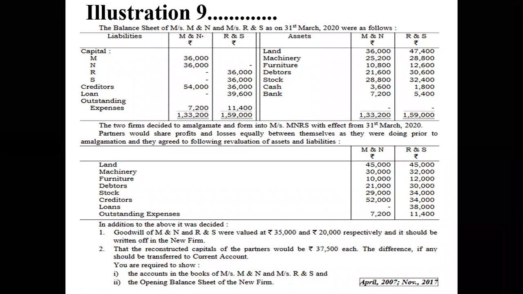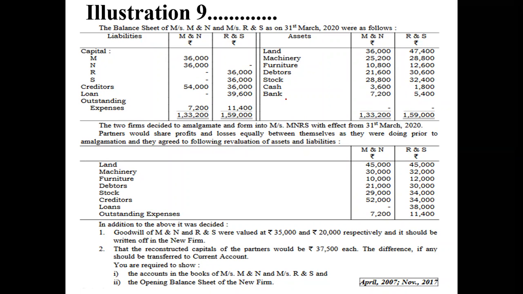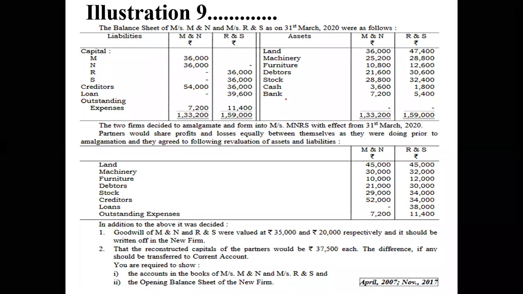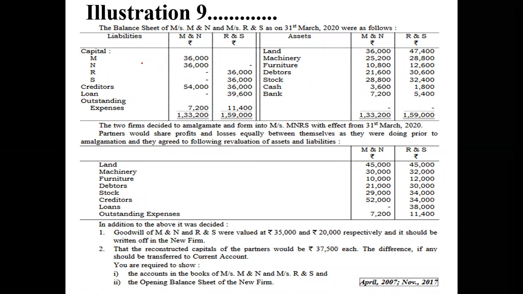The balance sheets of Messrs. M and N and R and S as on 31st March 2020 were as follows. On the liability side, the balances of all four partners are given, where M and N are partners in the firm MN, whereas R and S are partners in the firm RS. Creditors, outstanding expenses, loan. On the asset side, we have land, machinery, furniture, debtors, stock, cash, and bank. The two firms decided to amalgamate and form into Messrs. M and RS with effect from 31st March 2020.